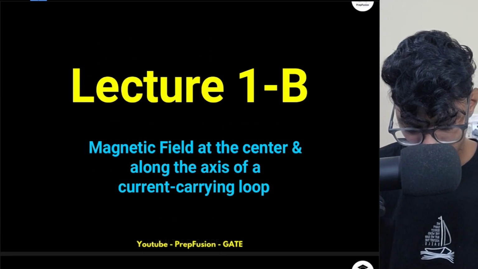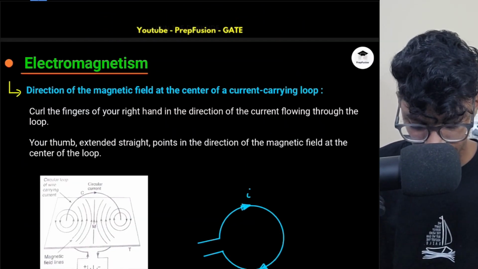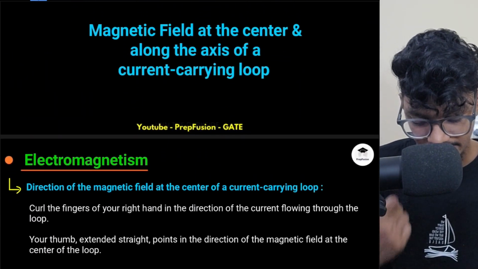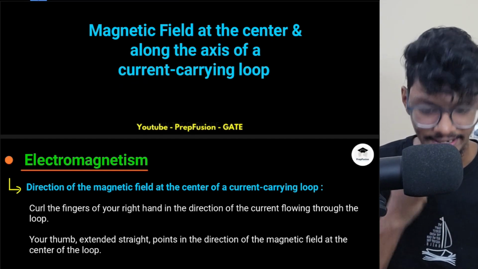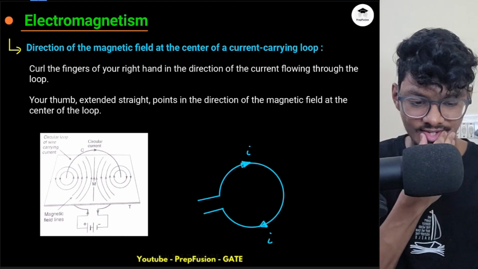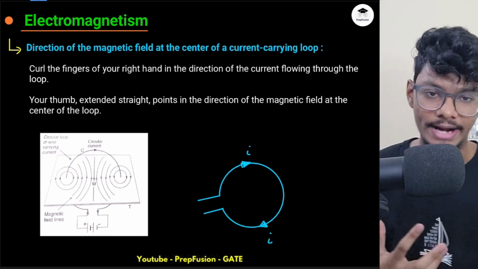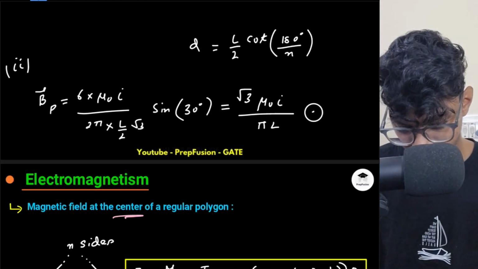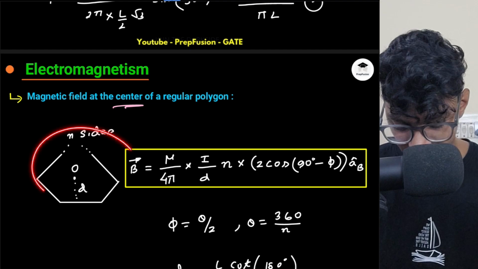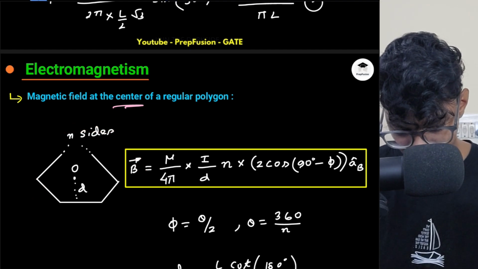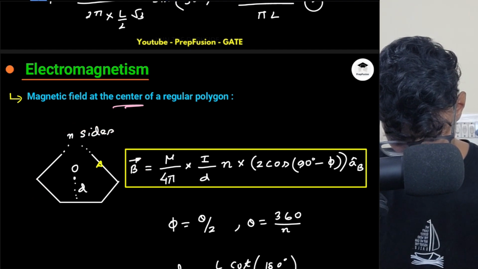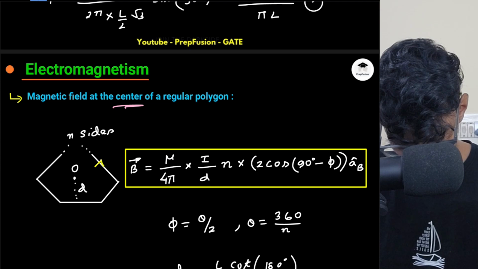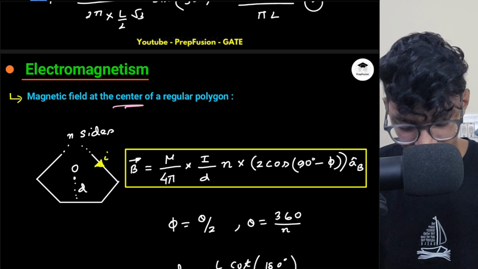Okay, so let's do this particular topic, that is magnetic field at the center and along the axis of a current carrying loop. Now, we have identified a bit of a pattern. If some current is flowing like this, how do you identify the direction of the magnetic field?